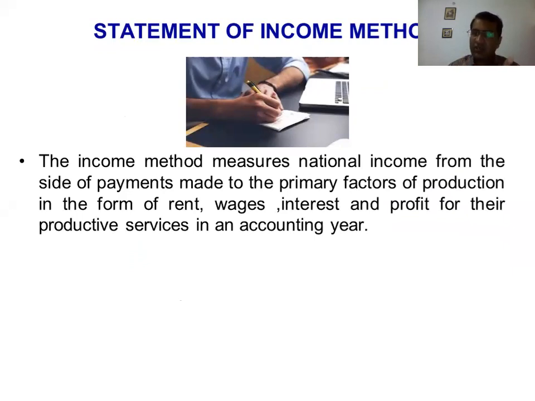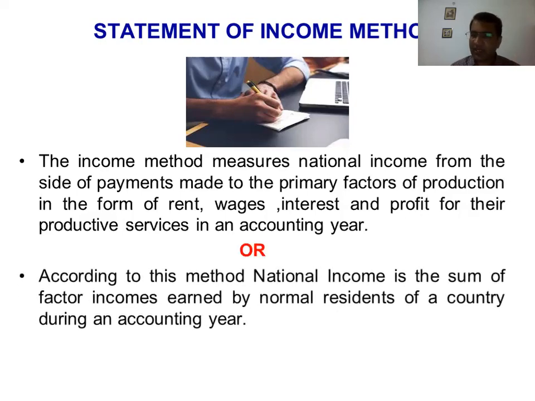The total of this is called the income, and if we calculate the national income by this process, it is called the income method. In other words, according to this method, national income is the sum of factor income earned by normal residents of a country during an accounting year. It means under this method, the income earned by the factors only, meaning land, labor, capital, and entrepreneur, these four factors, by the normal residents of a country during an accounting year is called national income.